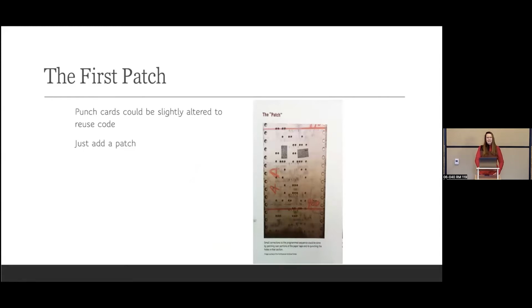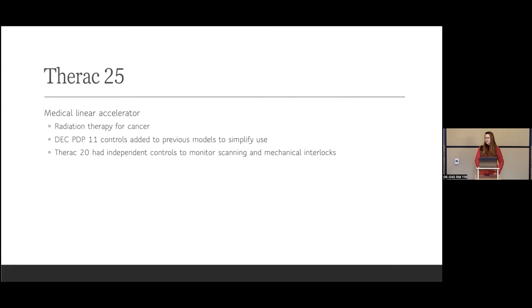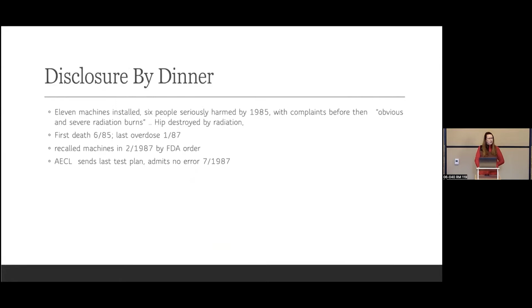But then it got more complicated. The first deadly vulnerability was actually a usability failure where in 1985, doctors came out and said, this radiation therapy machine's not working. Half a dozen radiation poisonings later and one actual radiated to death, it was fixed.